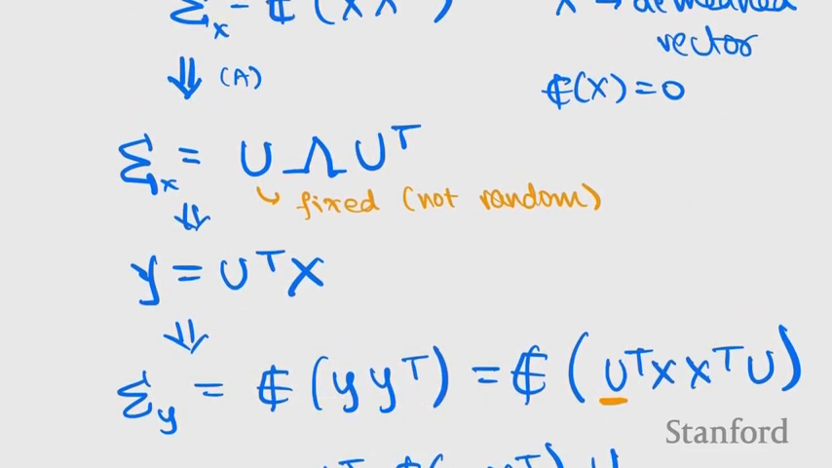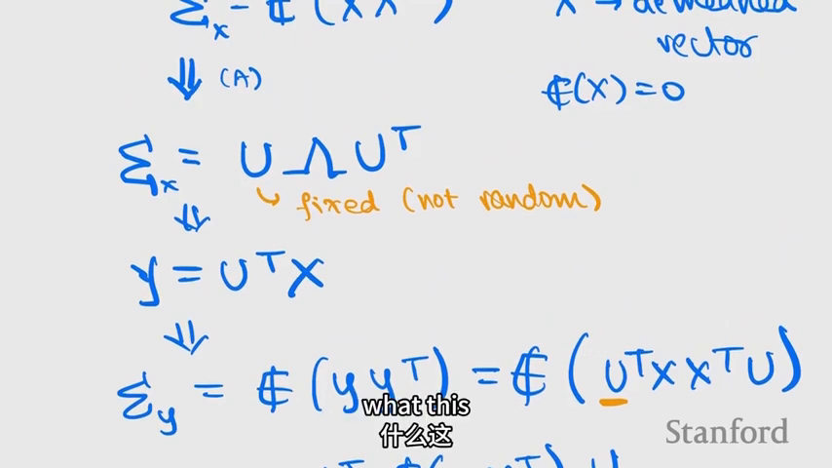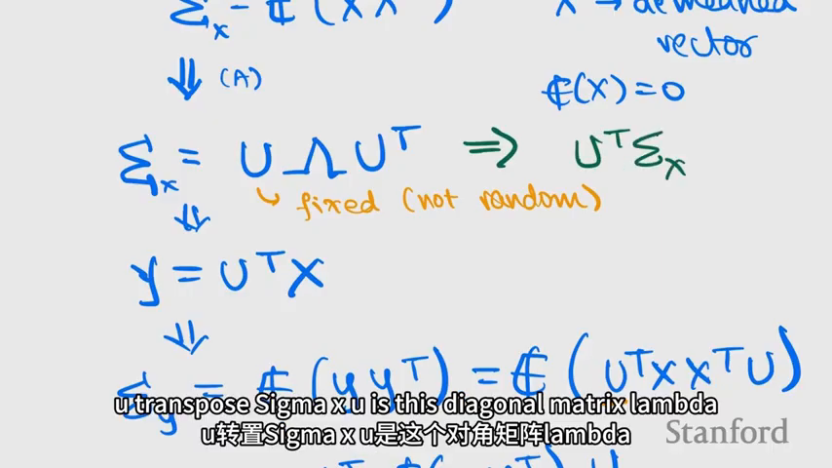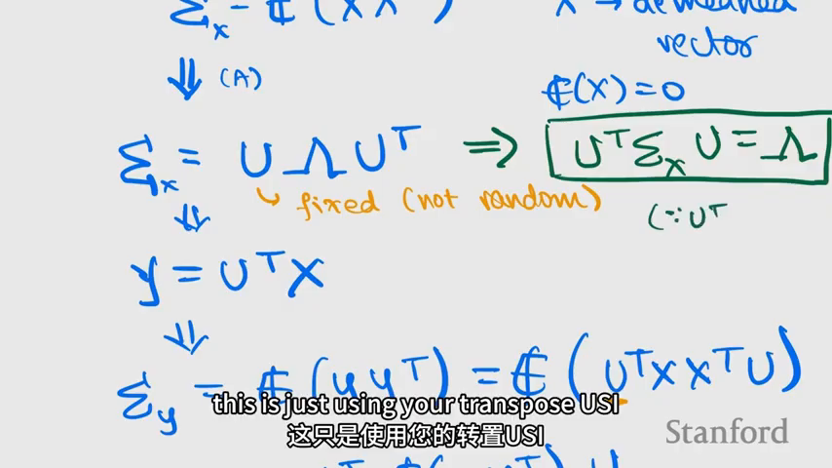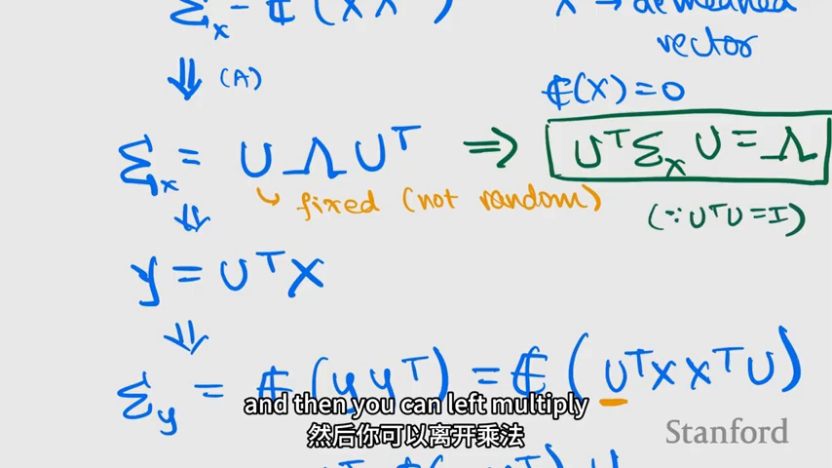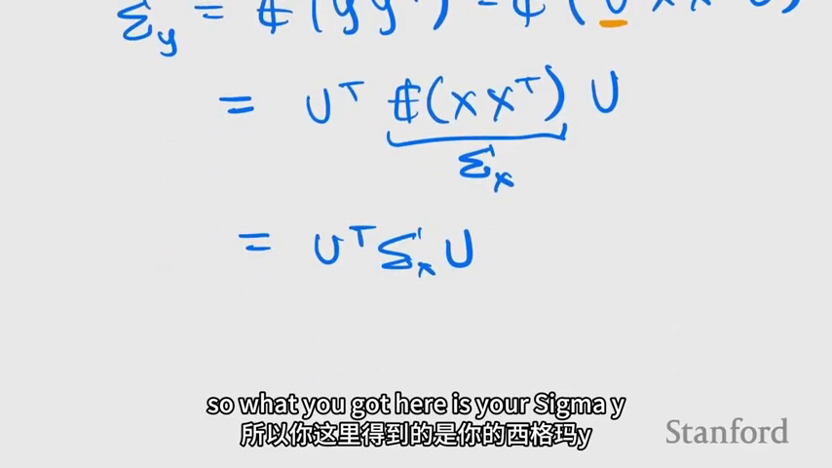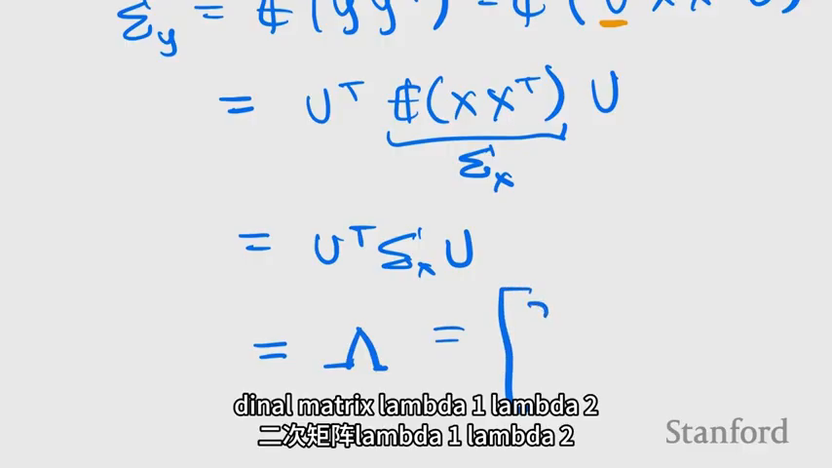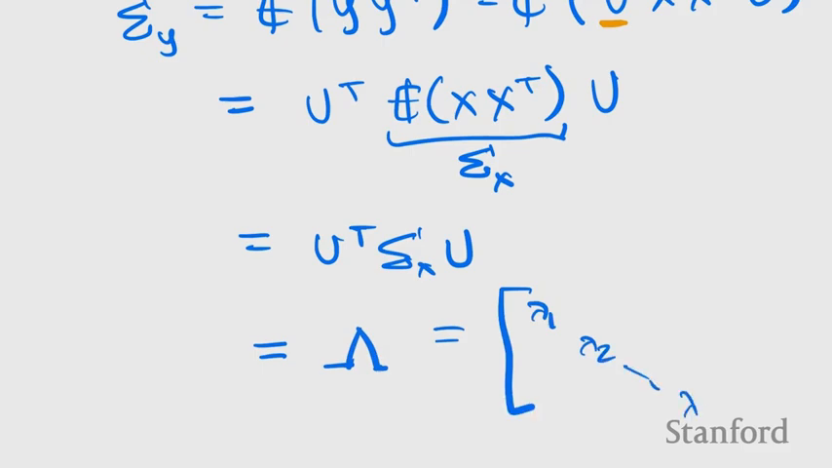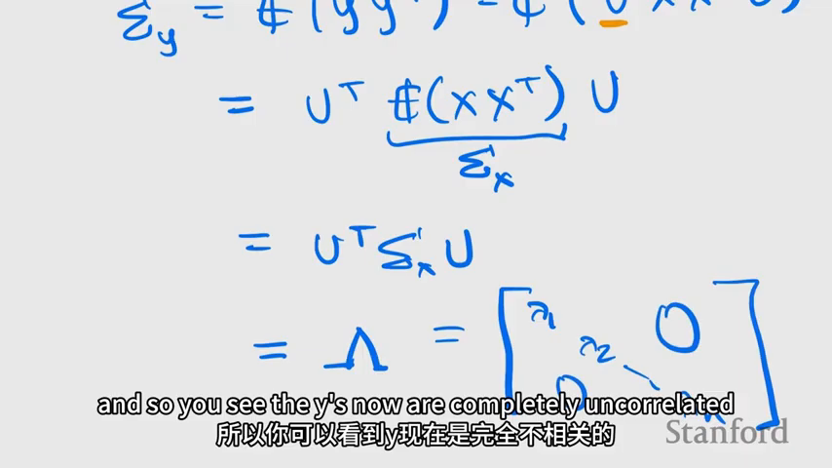And maybe I should have written this here. What this implies also is that U transpose sigma X U is this diagonal matrix lambda. This is just using U transpose U as I, and then you can left multiply and right multiply. So what you got here is your sigma Y as a diagonal matrix: lambda 1, lambda 2, whatever, let's say lambda n. And so you see the Y's now are completely uncorrelated.